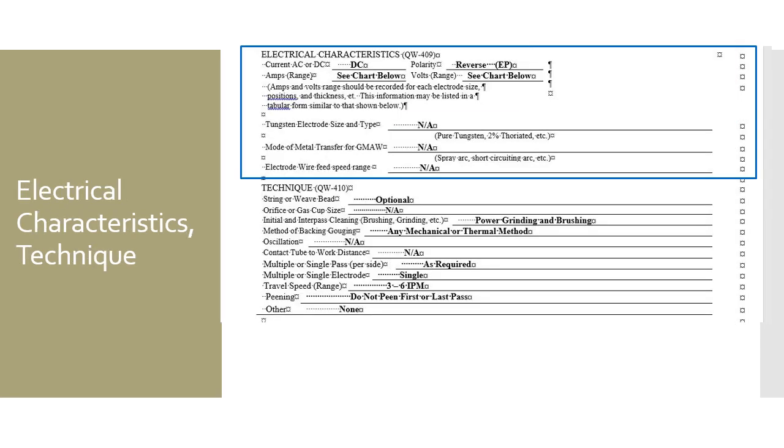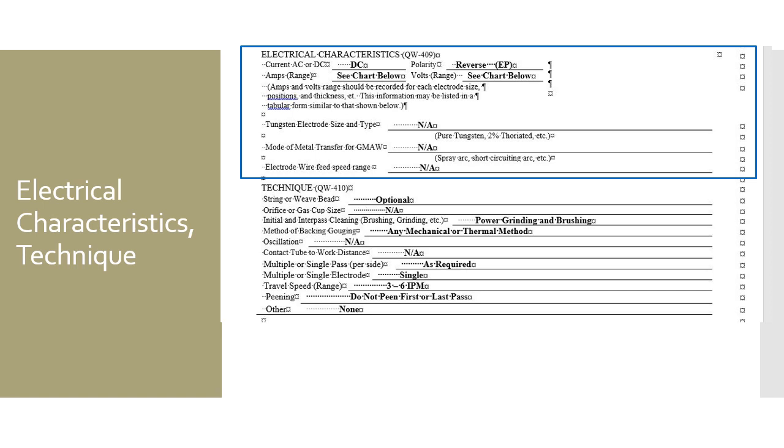Electrical characteristics. AC or DC, what are you running? Polarity, are you running reverse or straight? And then for volts and amps, there's a chart below that I generally use, or you can put it here. There's no hard and fast rule as to where you need to address these things in a weld procedure. You just need to address them. Tungsten size and type, we're doing shielded metal arc welding. We don't need to address that. Mode of transfer for GMAW.